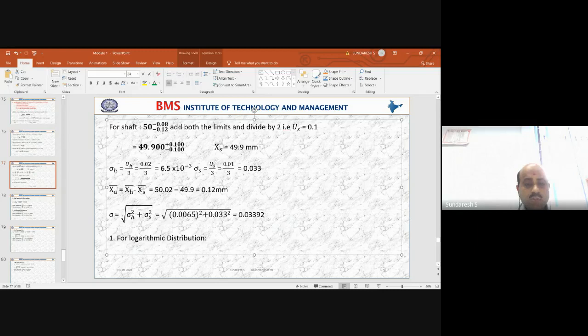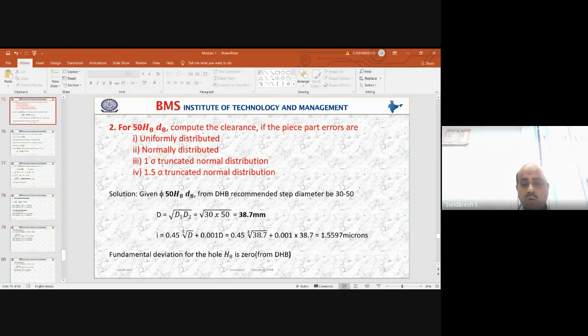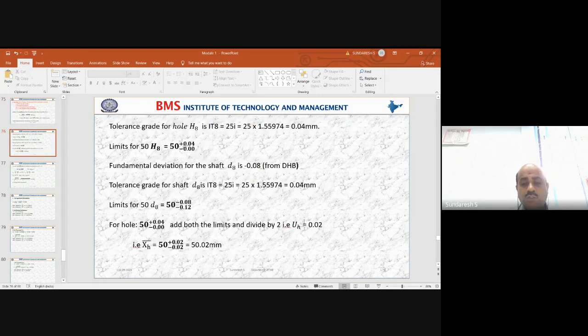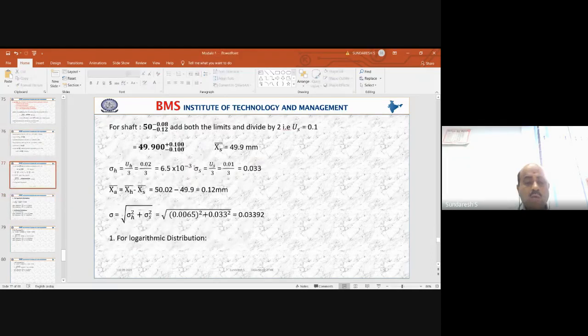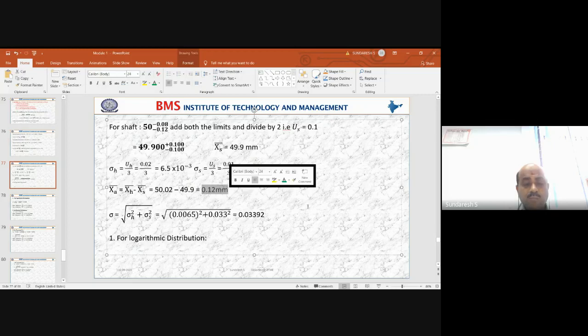And sigma for the shaft is US by 3. So UH means what we have calculated previously. So here UH is 0.02. So we have 0.02 divided by 3. And sigma S is US by 3 again. 0.01 by 3, you are going to get this. Okay. Then we have to get the average of these values, X bar A. Average of this we're going to get 50.02 minus 49.9. These values you can get.